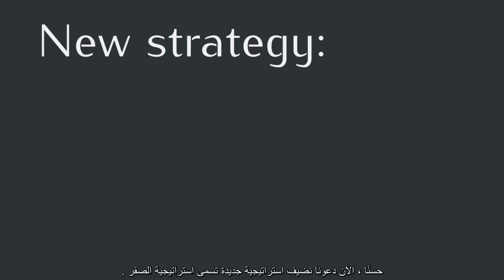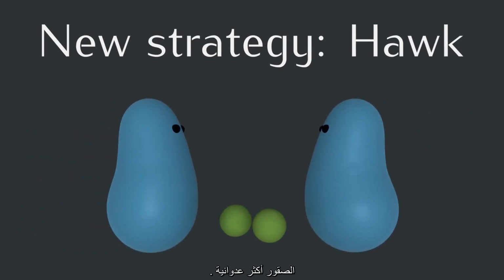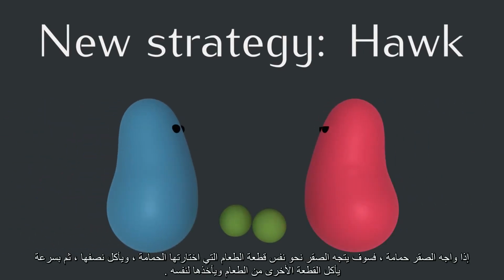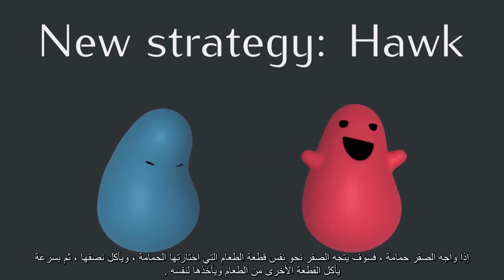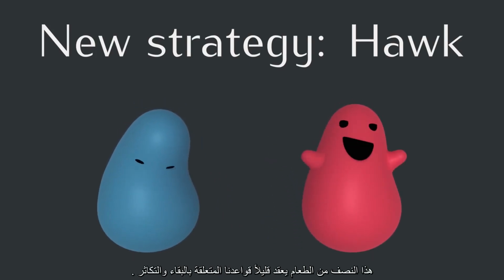All right, now let's add a new strategy called the hawk strategy. Hawks are more aggressive. If a hawk meets a dove, the hawk will go for the same piece of food as the dove, eat half of it, and then quickly eat the other piece of food, taking it for itself. This half food does complicate our survival and reproduction rules a little bit.